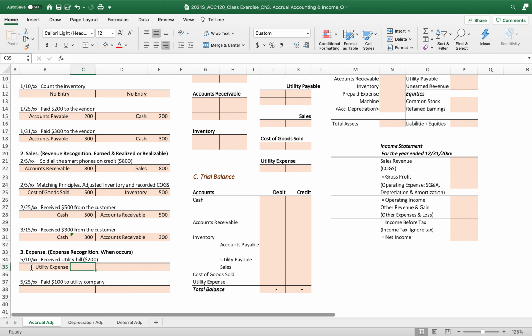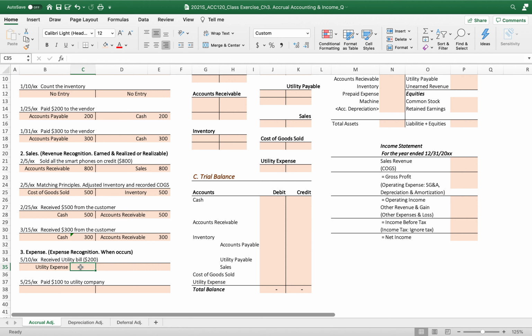Why is it on the debit side? Because it is the opposite. All the expenses, operating expenses, reduce the net income. So it reduces the equity, because when the net income decreases, the retained earnings also decrease, and equity decreases. So the utility expense is on the debit side, the opposite side of the equity.